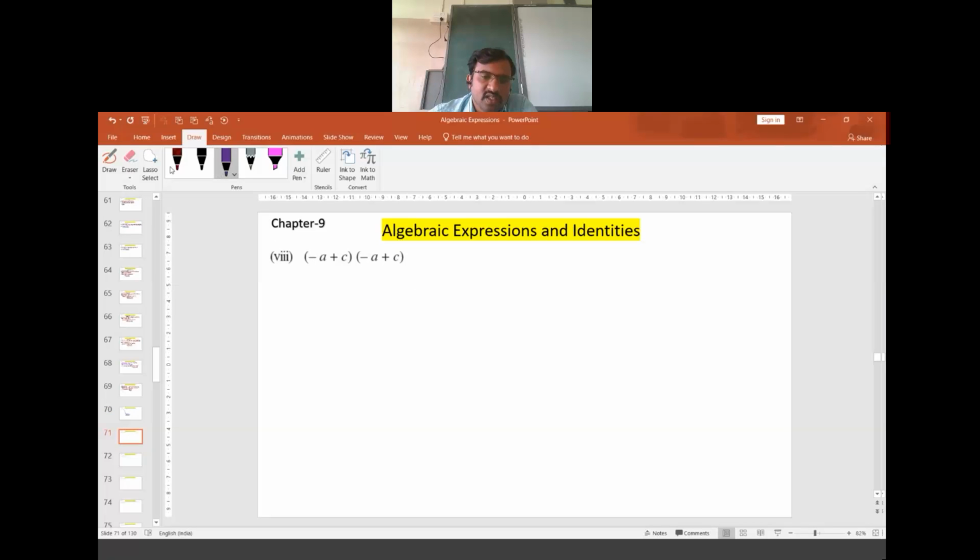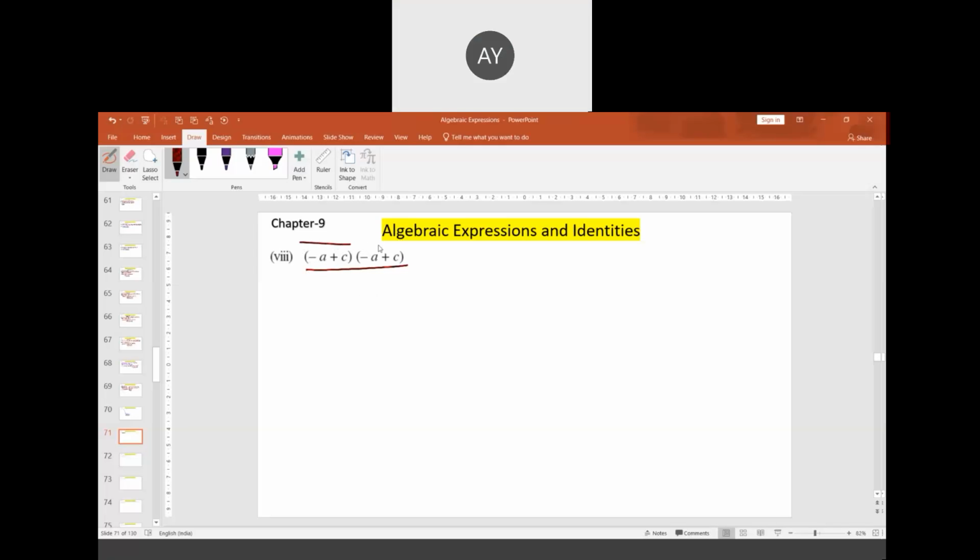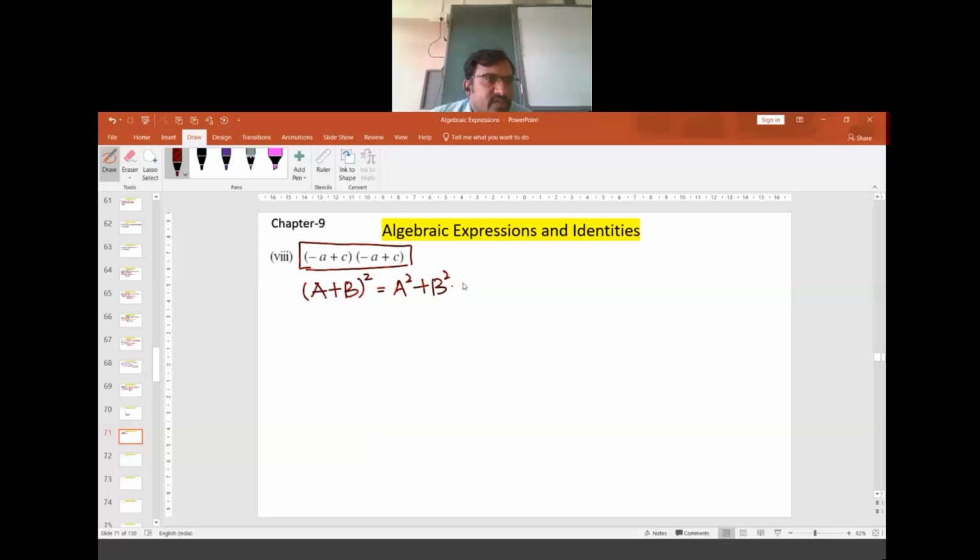This type of questions are slightly confusing ones. (a square plus a plus b) whole square, (a plus c) whole square. How many of you say that we cannot use (a plus b) whole square here? We can use it, sir. Here, (a plus b) whole square, which is a square plus b square plus 2ab, into minus a is equal to plus a.